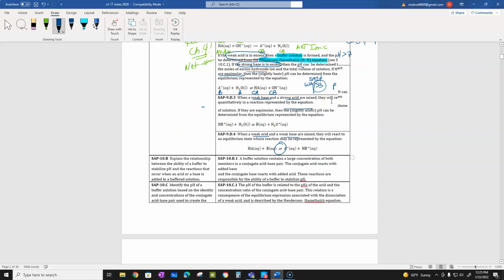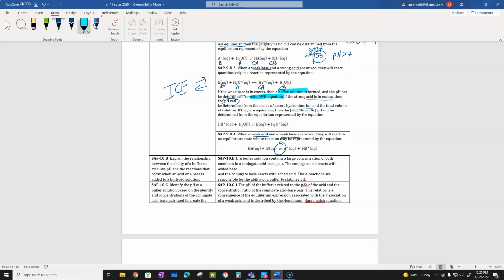A buffer solution contains, now you've heard this word buffer. Why is it important? A buffer solution contains a large concentration of both conjugate acid-base pairs. The conjugate acid reacts with the added base, and the conjugate base reacts with the added acid. These reactions are responsible for the ability of a buffer to stabilize pH. So you're going to see in just a second this whole point of a buffer, okay? It's about resisting the change to pH.